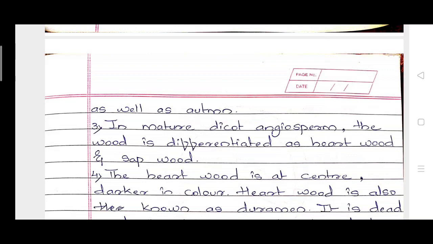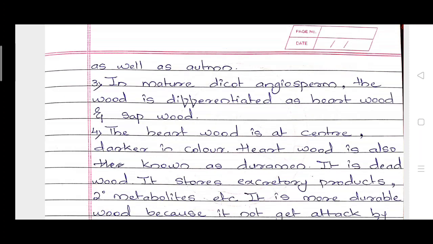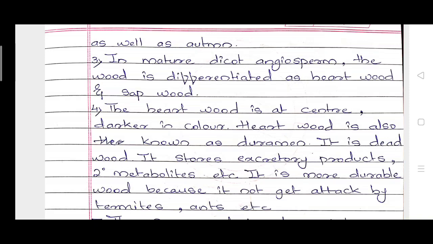When the dicot angiospermic plant is mature, the inner one is the hardwood, and surrounding that the sapwood is present. Hardwood is present at the center, and it is darker in color, and it is also known as the duramen. It is the dead wood. This hardwood stores some excretory products and secondary metabolites.